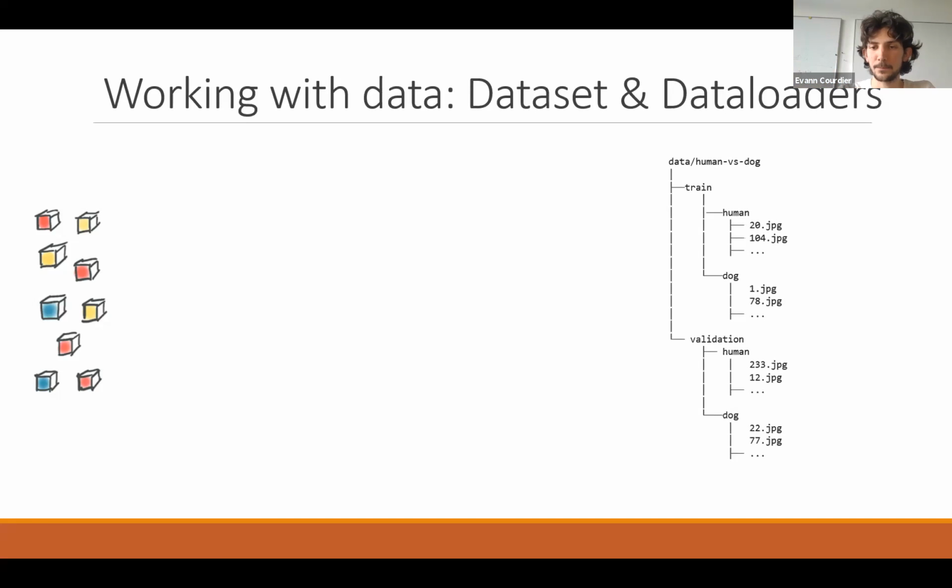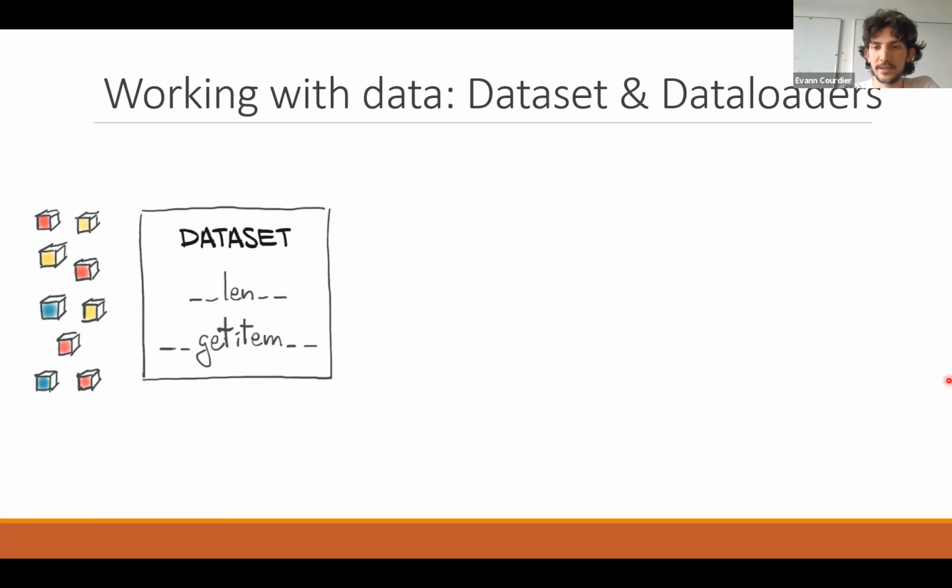Now to make the link between your file system and your model that is waiting for input, PyTorch provides a dataset class. So here is a representation of the dataset class. It's an object that you can query with an index, and that will return the corresponding sample from the dataset. The only thing that a dataset has to implement is the two functions len and getItem. len is a function that will return the number of items in the dataset, and getItem is a method that, given an index, will return the corresponding sample and its label.